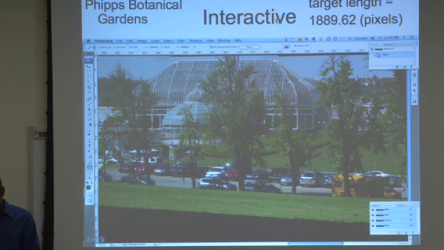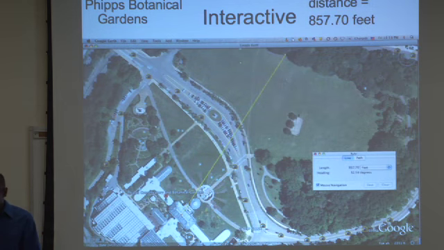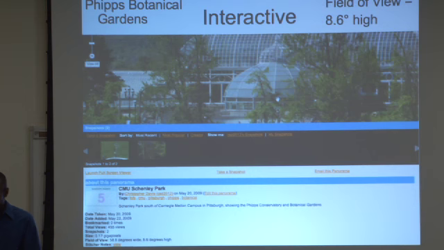4,919 pixels. The target length, which I had measured just from the ground to the top here, was 1,889 pixels. The distance, I went to, once again, Google Earth, and I am pretty sure that that's where I was standing about 18 months ago when I took this photo. So I measured it out, 857.7 feet. I decided to keep it in feet. I could have used meters or something else, but feet was fine.